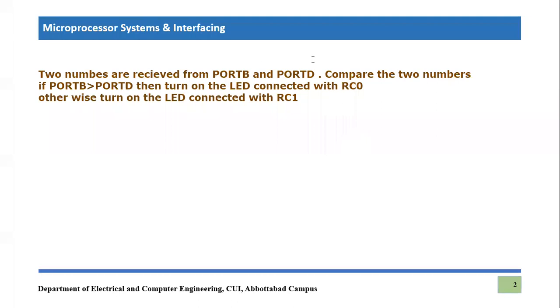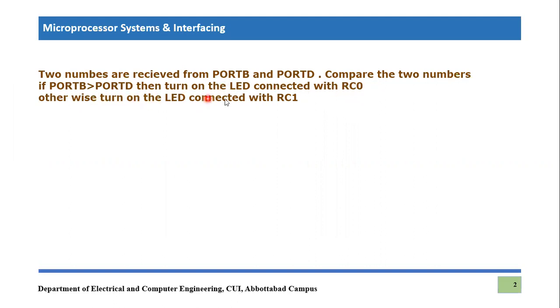Let's read the statement. Two numbers are received from port B and port D. What we have to do? Compare the two numbers, right? If port B is greater than port D, then we have to turn on the LED connected to RC0. That means RC0 will be treated as an output pin. So there will be an LED connected to RC0, right?